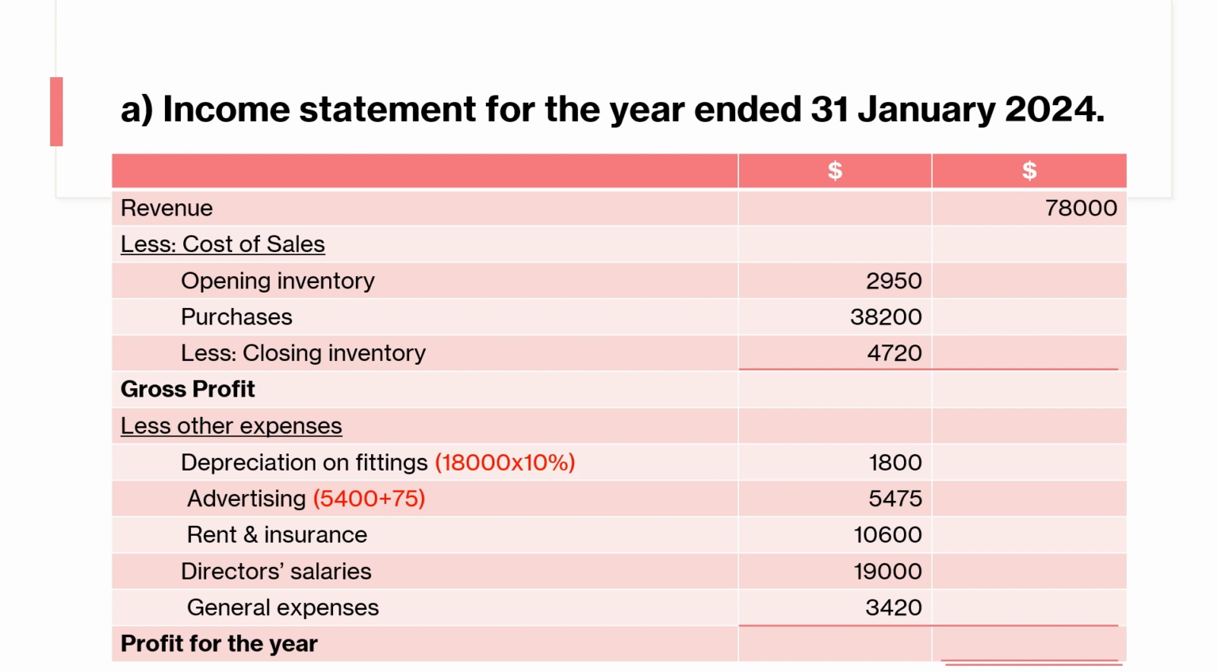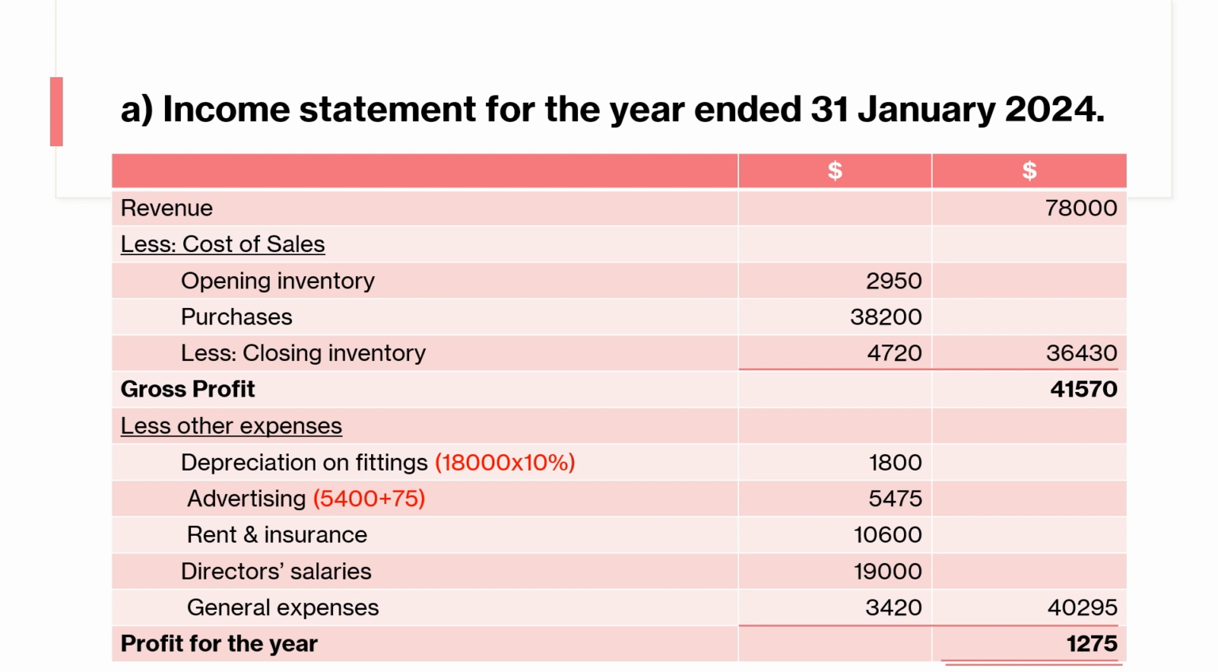So we can calculate cost of sales, which is 2,950 plus 38,200 minus 4,720, which is 36,430. And you deduct that from the 78,000 revenue, which will give you a gross profit of 41,570. Then you sum up the expenses. You will get 40,295. The difference between these two figures, the gross profit and the total expenses, will give you profit for the year, and that is 1,275.